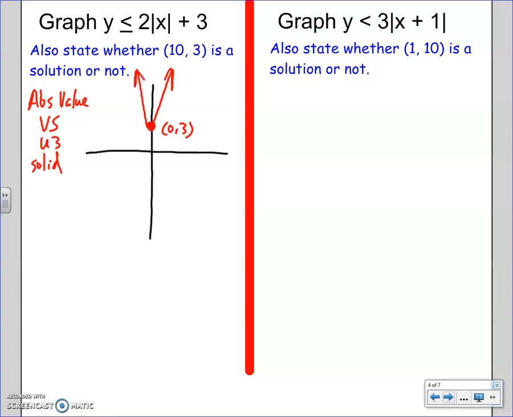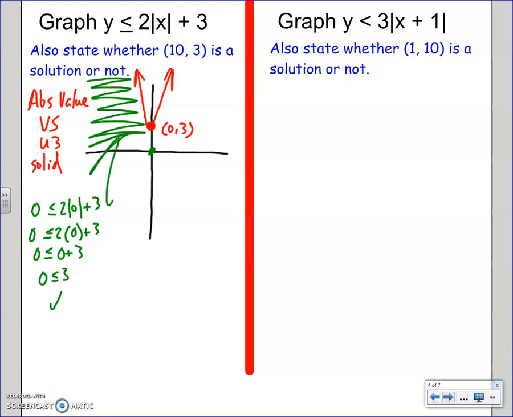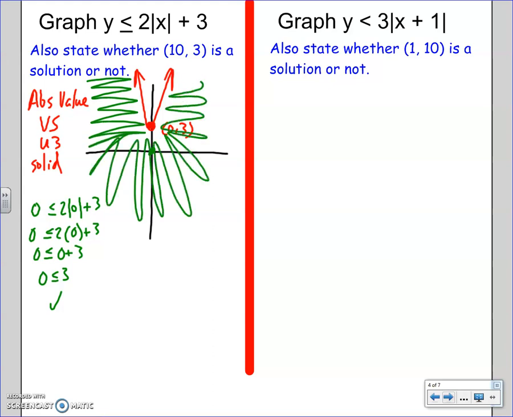All right. Now do shading. Well, 0, 0 is on the outside, so 0, 0 is safe. But again, anything above, below, left, or right, it has to be obvious. If it's touching the line, you can't use it. I'm going to plug in 0, 0 to the original problem. 0 for y, that's equal to 2, absolute value 0 for x, plus 3. Well, this comes out positive 0. 2 times 0 is 0 plus 3. 0 is less than or equal to 3. That is true. So the side with 0, 0 is correct. That's everything outside this V. So all of this is the answer.